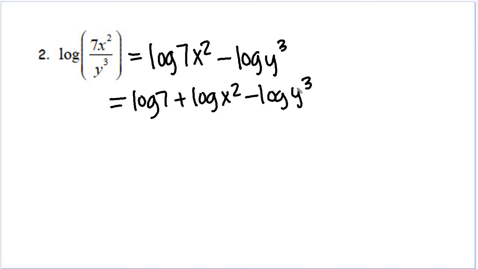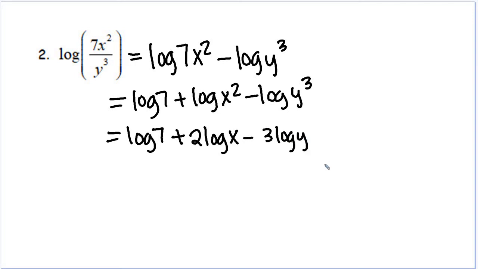Okay, so again, I'm going to go through the process. There's only 3 rules: product, power, and quotient. So do I have any products left? No. Do I have any quotients left? No. Do I have any exponents left? Yes, I have a 2 and a 3. So I need to fix that. So I have log base 7 of 2 log x minus 3 log y.